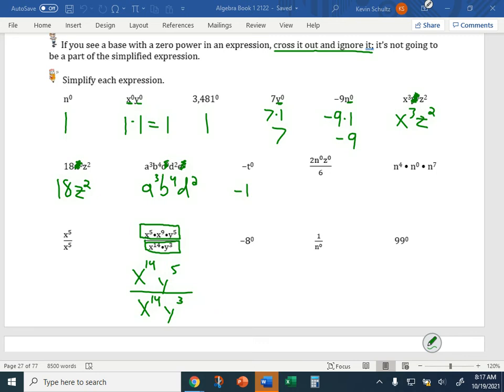Okay? So if we use the property of algebra and we say, well, what's going to happen with all 14 of my x's that are in my numerator and my denominator? They're all going to cancel out, right? Anything divided by itself equals 1. If we use our dividing by the same base rule, we'd subtract 14 and 14 and we end up with 0, right? Either way, they're gone. And so your final answer then would be y to the 5th over y cubed.